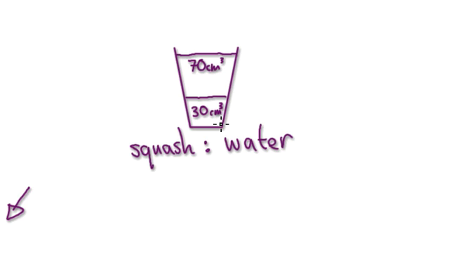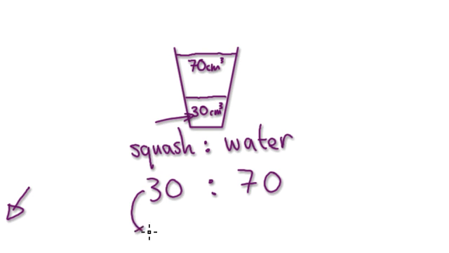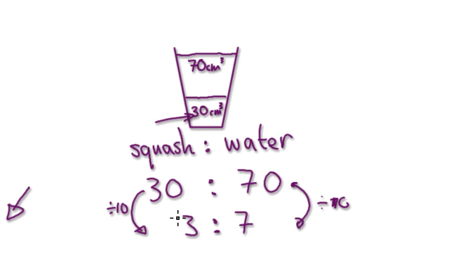So the ratio is squash to water. Well, this here is squash, so 30, and this here is 70. So you could divide this by 10, and divide this by 10. So this here would be 7, and this here would be 3. So the ratio is 3 to 7.